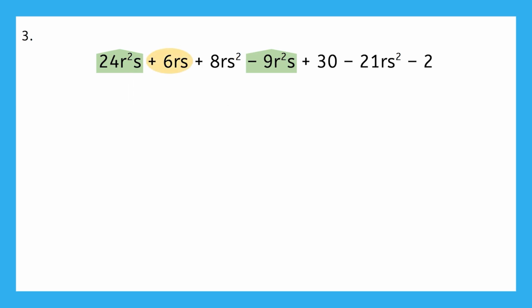How about positive 6rs? There are actually no like terms to 6rs in this expression. You might have left this term blank because of that, but it is helpful to mark it with its own unique label anyway to show that it's the only term of its kind. Next up is positive 8rs squared, which is like negative 21rs squared. And last but not least is positive 30, which is like negative 2.